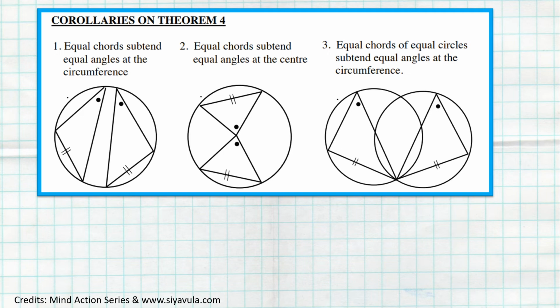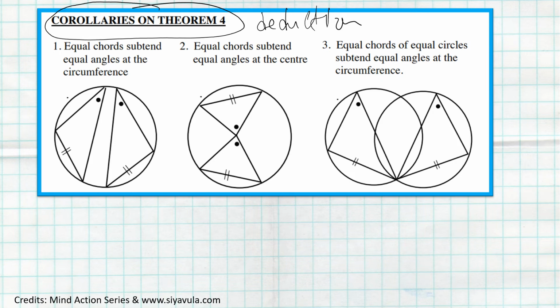All right. Okay, so let's now quickly take a look at some very, very, very important deductions that can be made from theorem number 4, right? And we call these corollaries of this theorem, or rather the deductions that we can make from this theorem, right?